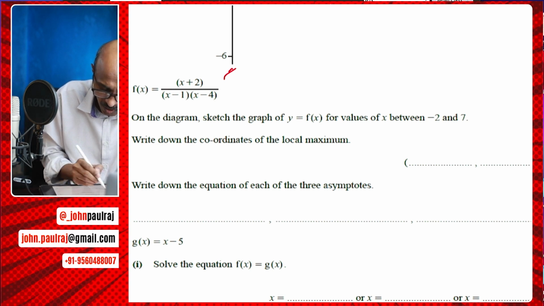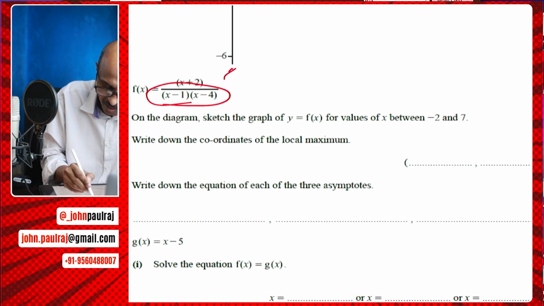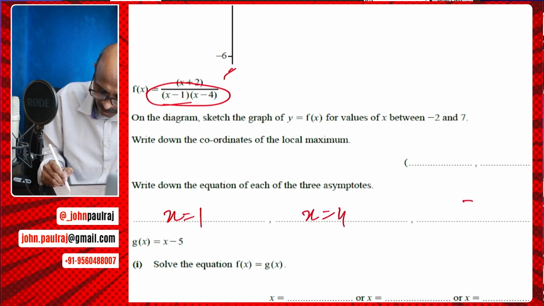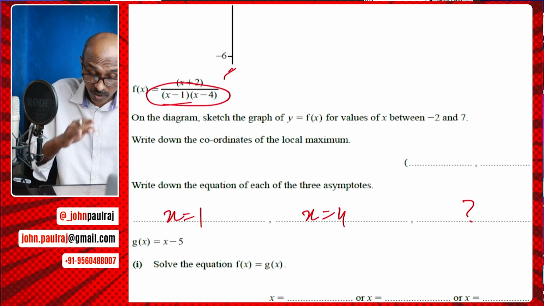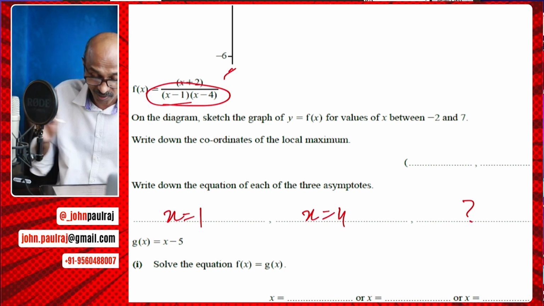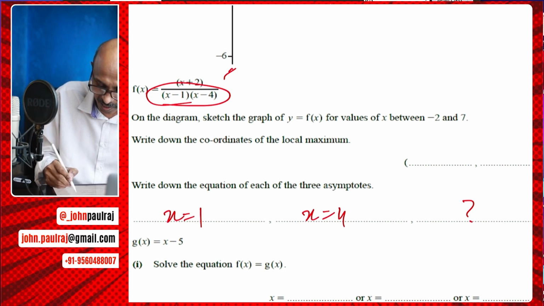So you've got two of the vertical asymptotes right from the denominator, right? So that's going to be x equals 1, x equals 4. So where's the third one? The third one is a horizontal asymptote. Vertical looks like this, horizontal looks like this, okay? And for the maximum I'll write down the coordinates. That's 2.24 and the y coordinate is negative 1.94, okay?